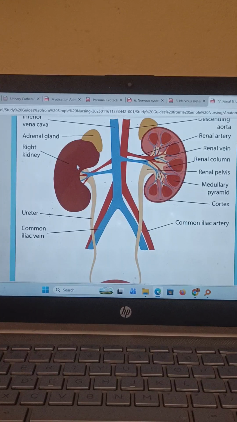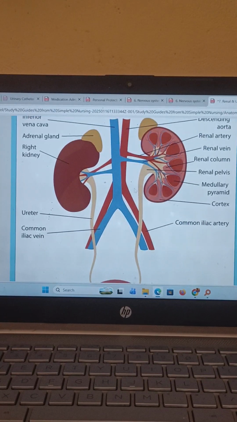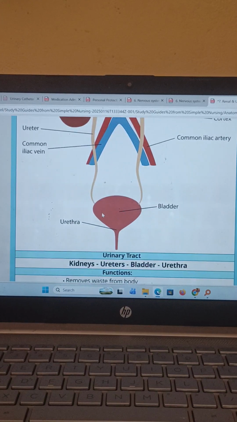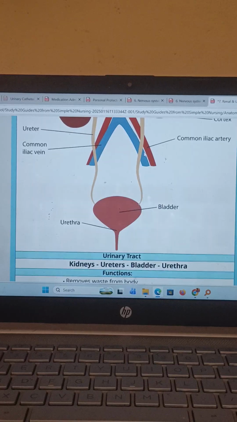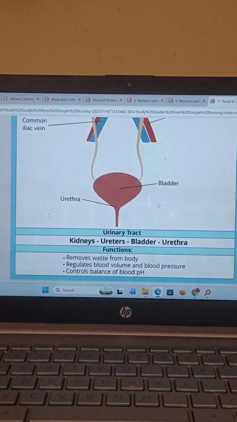Once we are from the right kidney, or both kidneys, the ureters flow into the bladder. From the bladder, that's where we have the urethra, which most people always confuse. The ureter is between the kidney and the bladder, but after the bladder, we have the urethra.